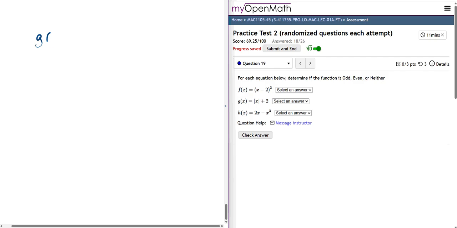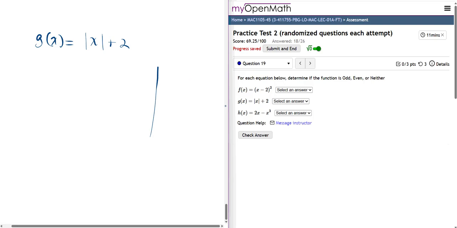So let's do g of x now. So g of x is the absolute value of x plus 2. And I'm thinking about the parent function, the absolute value function, which is a v shape. Normally it would be at the origin if it was just y equals absolute value of x. So this one has a plus 2 on the outside, so that means it's shifted up by 2 units.